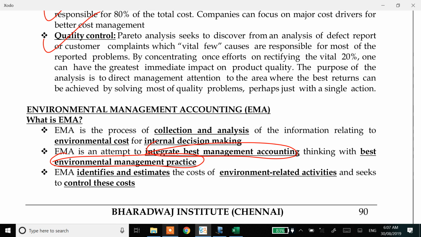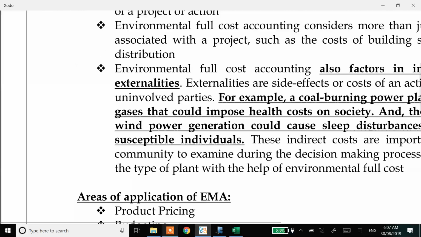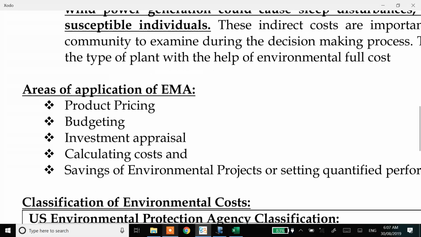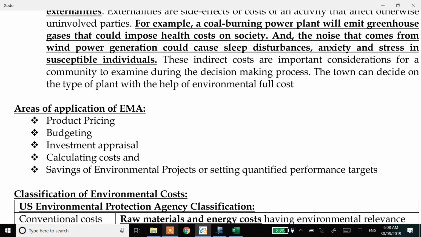And whenever I'm analyzing a product, also be cognizant of how the environment is going to be impacted by it. I'll come to the example in a minute. Areas of application: product pricing, budgeting, investment appraisal, calculating cost savings of environmental projects, or setting quantified performance targets. Net, it will be used for product pricing. Product pricing has a subset called cost calculation. Product pricing has a subset called investment analysis. All of that is going to be a subset, but net it has to be used for product pricing.